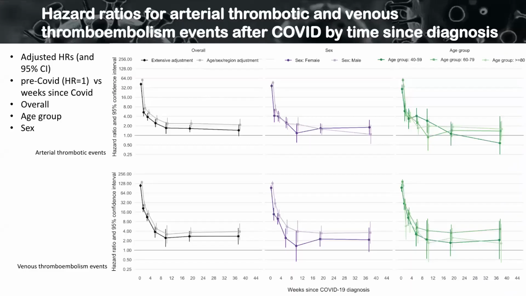So using harmonized data, we were able to produce the same results for the Welsh cohort. For example, here we see hazard ratios for combined arterial events in the upper plots, from left to right: overall result, then stratified by sex and age group. And the lower plots show hazard ratios for combined venous events stratified in the same way as the arterial events. I think that's it from me. Thank you, and back to you, Sam.